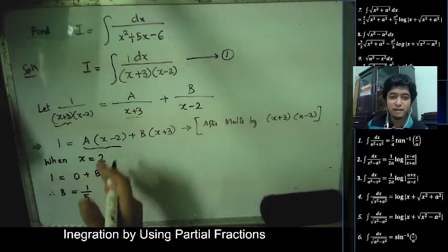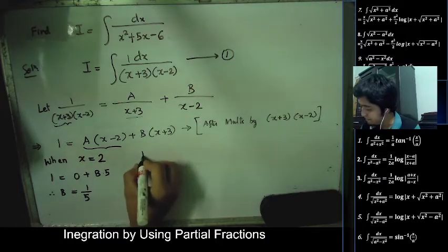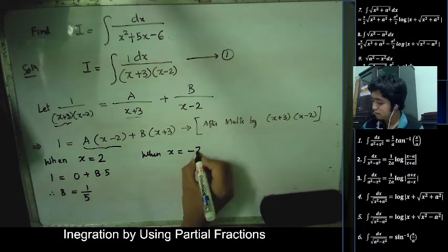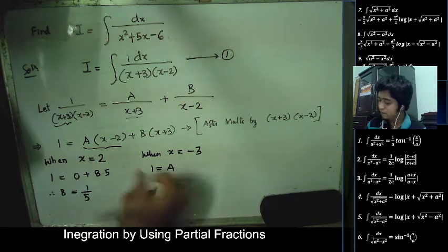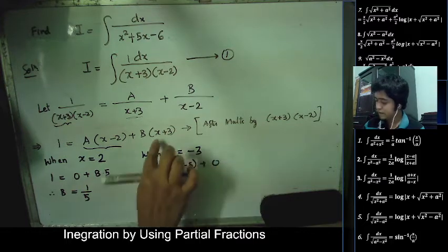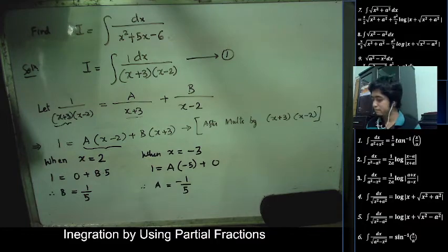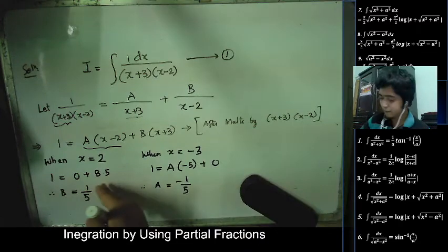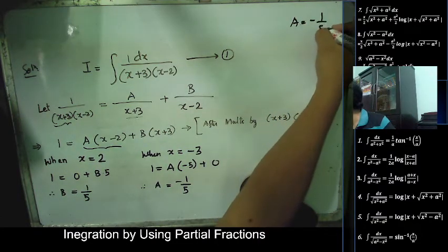Next, I will put another value for x because I've only found the value of b. Now I need to find the value of a. When x is equal to, now I will choose minus 3. So if I choose minus 3, over here I will be having minus 5. Over here will become 0. So a will be minus 1 by 5. After finding the values of a and b, I'll just note it down here because I will have to erase it.